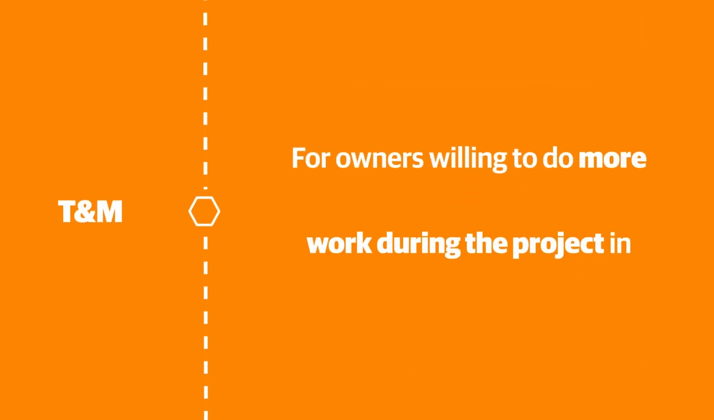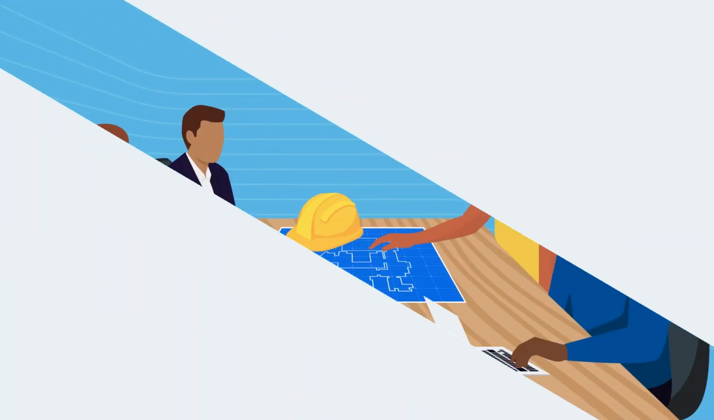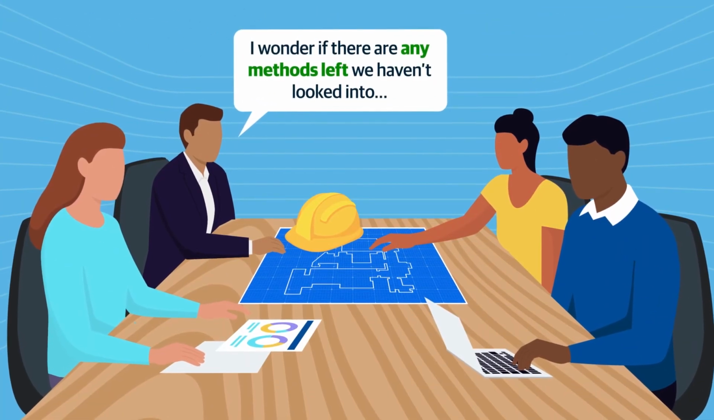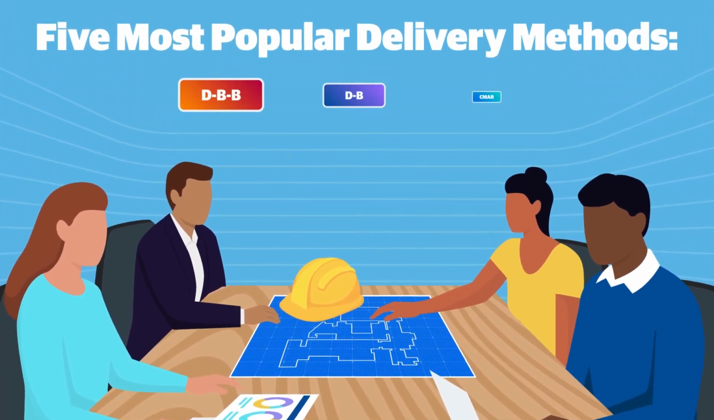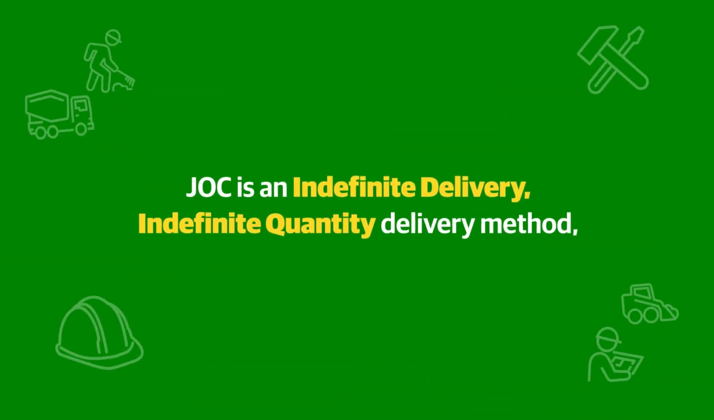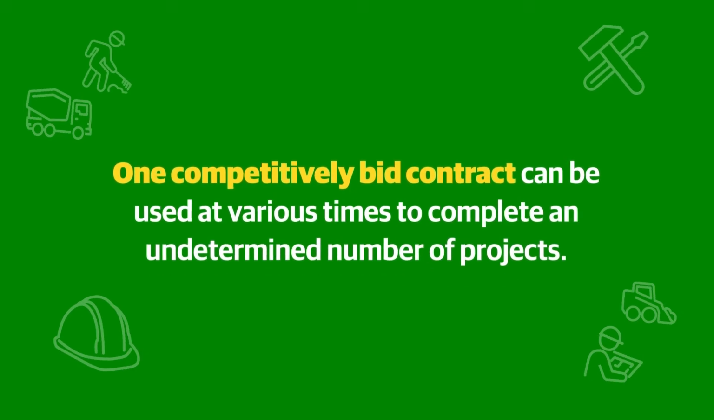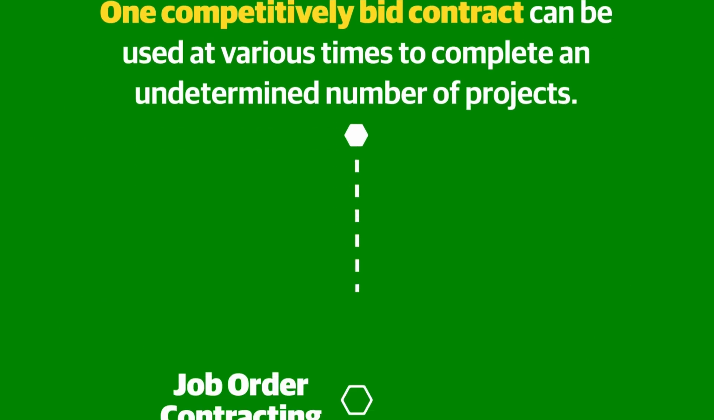The time and materials method is most appropriate for project owners who don't mind doing more work throughout construction in exchange for getting a project off the ground quickly. Finally, an organization may choose to deliver a project with job order contracting, or JOC. JOC is an indefinite delivery, indefinite quantity delivery method, meaning that one competitively bid contract can be used at various times to complete an undetermined number of projects.